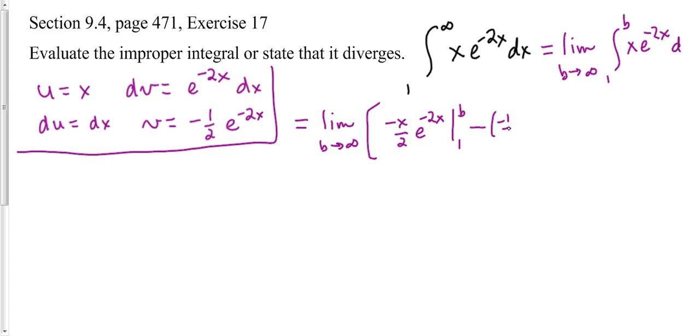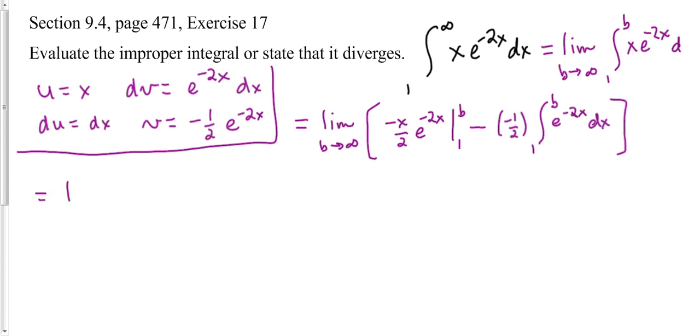So we're going to have a negative a half that we're going to bring out, and then we're going to have the integral from 1 to b of e to the minus 2x dx. And now we're going to have to evaluate that second integral. And in the process of doing that, I'm going to move my e to the negative 2x's to the denominator because I suspect that's going to make it easier to evaluate the limit as b goes to infinity.